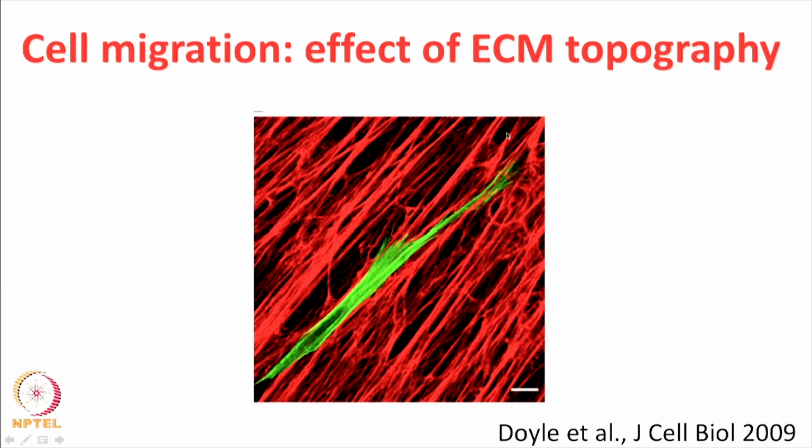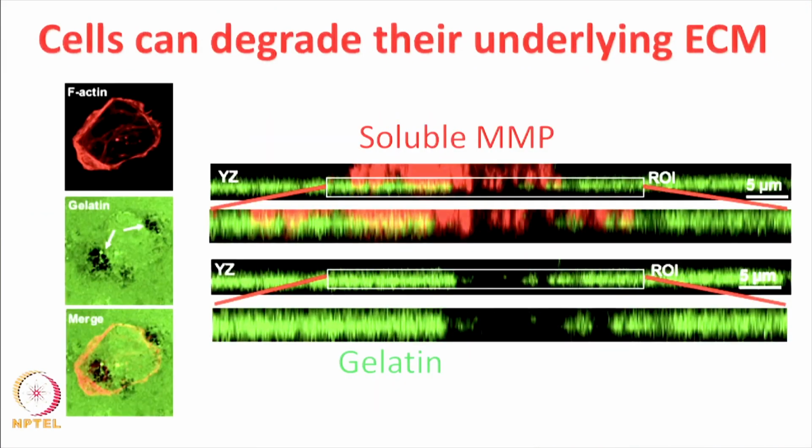fiber. So, it is the same reason that when you take a chunk of wood, it is easy to cut along the grain as opposed to perpendicular to the grain. So, when all the fibers are aligned, you can easily cut through the fibers. So, this is one case where the ECM directly influences cell migration, but you can also have situations where cells can degrade the matrix underneath.